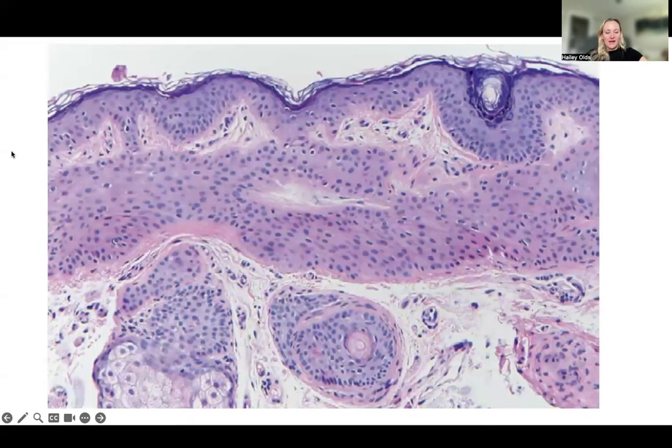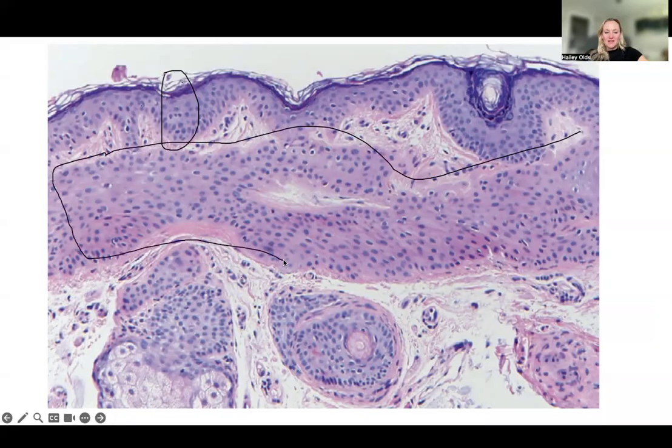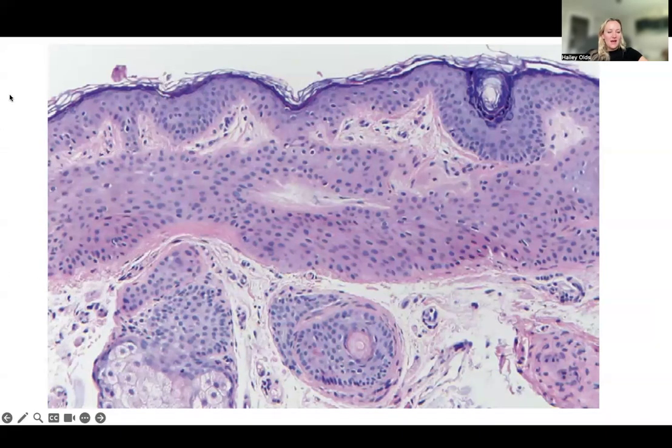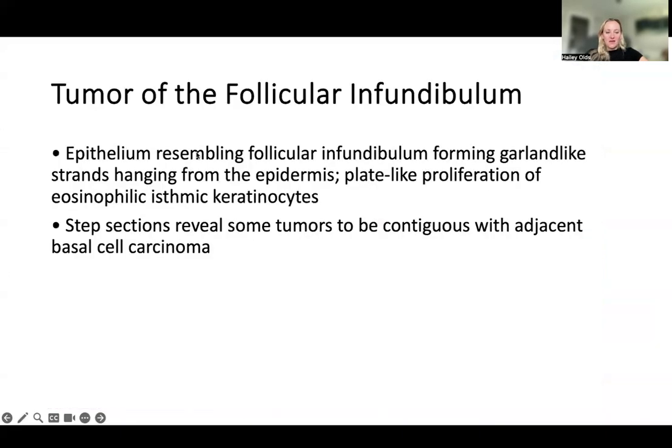Okay, next one. So you have a pretty normal epidermis up here, and then you have what they call garland-like strands coming off of the epidermis, kind of connecting underneath, and it's a little pink, I would say. So this is tumor of the follicular infundibulum. It looks like follicular infundibulum, and it's kind of plate-like. And then it may be adjacent to a basal cell carcinoma sometimes.